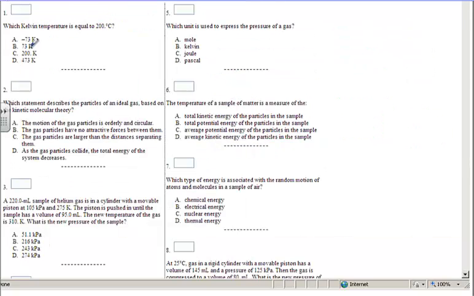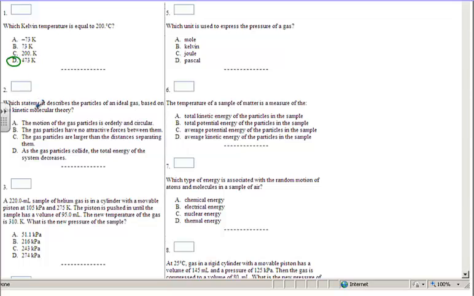All right, next. Here we have some multiple choice questions. Which Kelvin temperature is equal to 200 degrees Celsius? Here we're going from Celsius to Kelvin, so we add 273, and we get 473. So the answer is D.